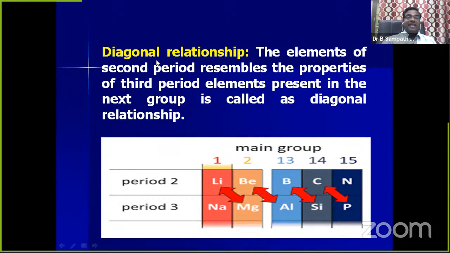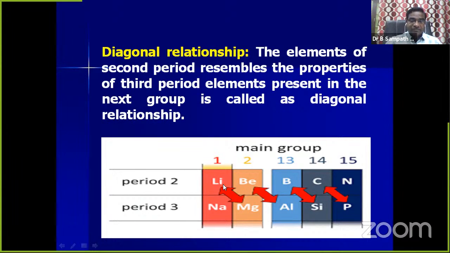Next, let us see, children, diagonal relationship. What is diagonal relationship? The elements of second period resemble the properties of third period elements. See, children, diagonal relationship is one of the anomalous properties of the second period elements. The elements of second period resemble the properties of third period elements present in the next group, which is called diagonal relationship.